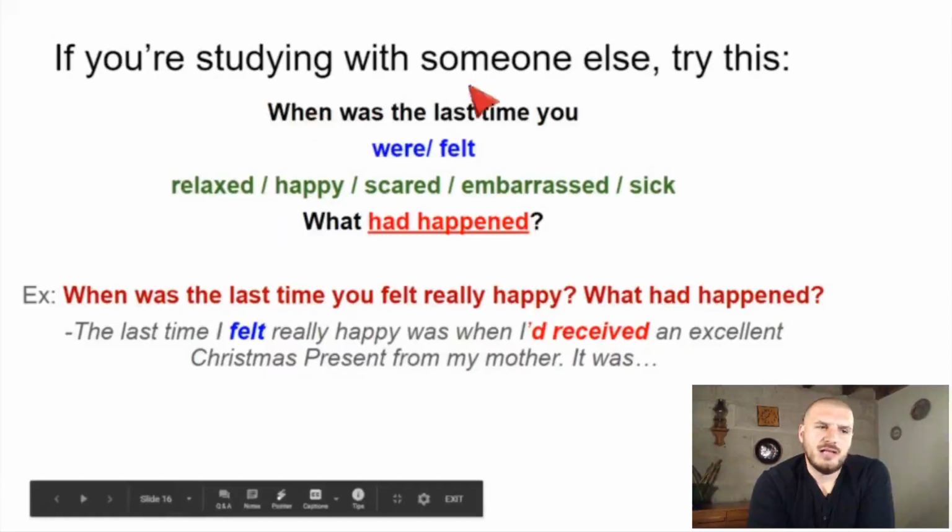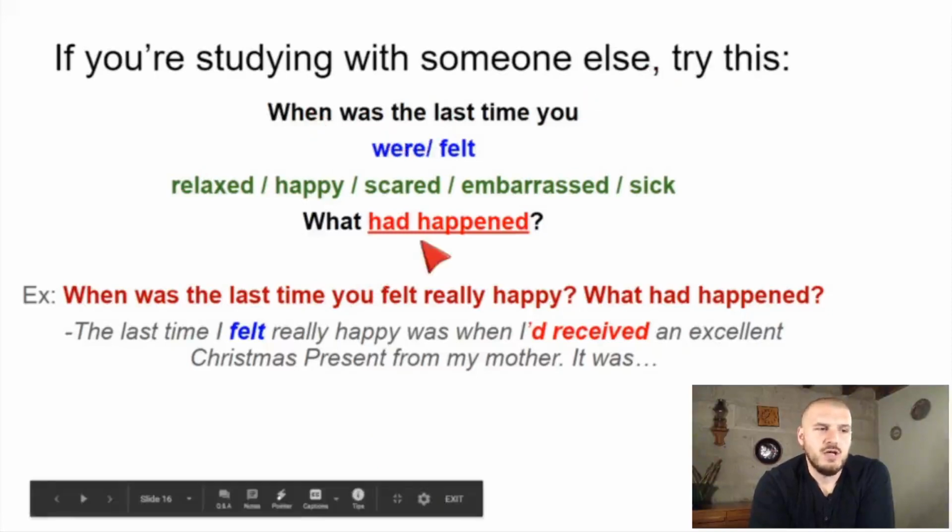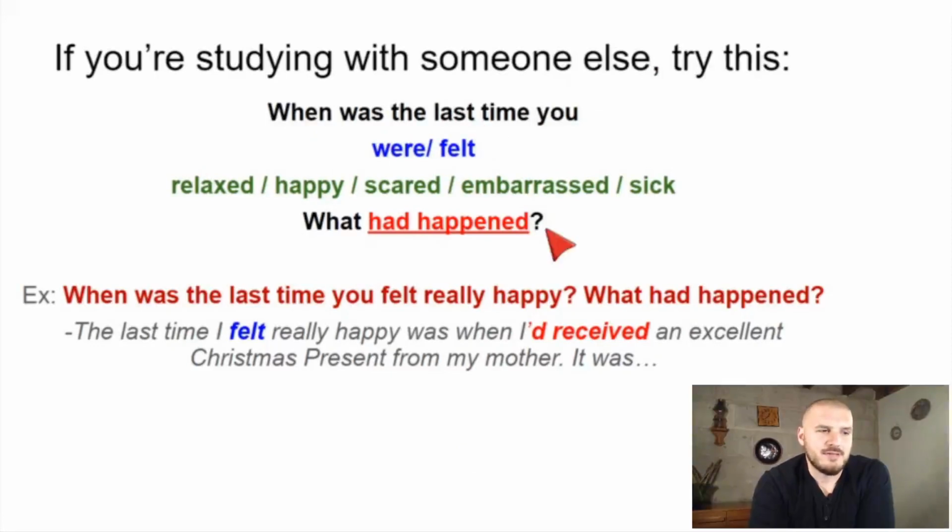Si están estudiando con alguien más, aquí tengo una actividad para hacer en pareja. So if you're studying with someone else, try this activity in a pair, okay? Here's some questions you can ask. When was the last time you were scared? What had happened? ¿Qué había pasado? When was the last time you felt happy? What had happened? When was the last time you felt relaxed? What had happened? Okay, so basically you form a sentence, a question, with this formula.